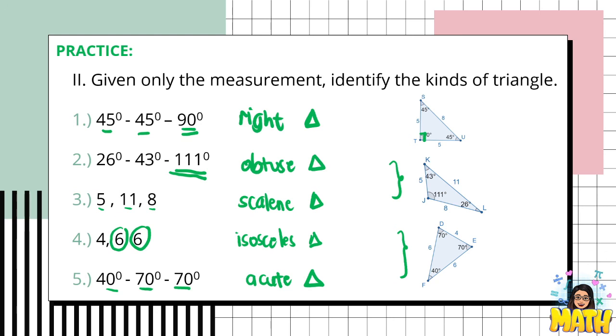Alright, so again, depende sa given na measurement or figure kung paano natin i-classify ang isang triangle. You can classify it either based on its side or based on its angle.